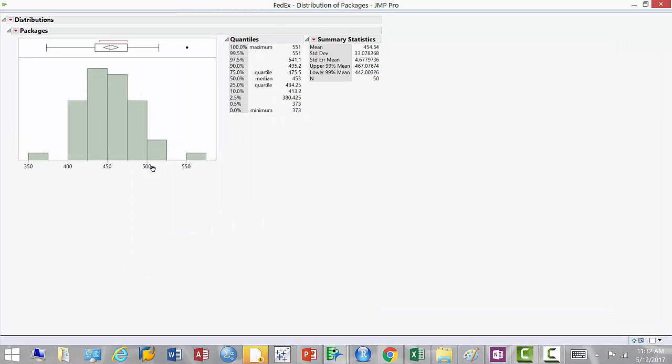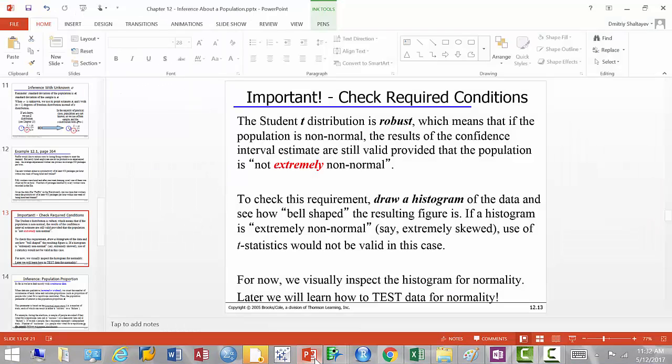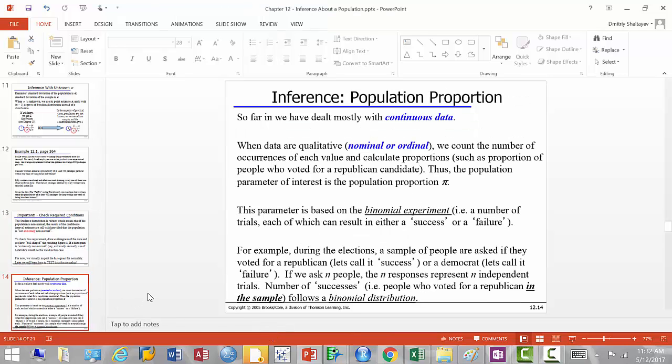Oh, sorry. I need to go back to the slides. Okay, so that's as far as the numbers or means are concerned. Now let's switch gears a little bit, and for the remaining 45 minutes or so, let's talk about proportions.